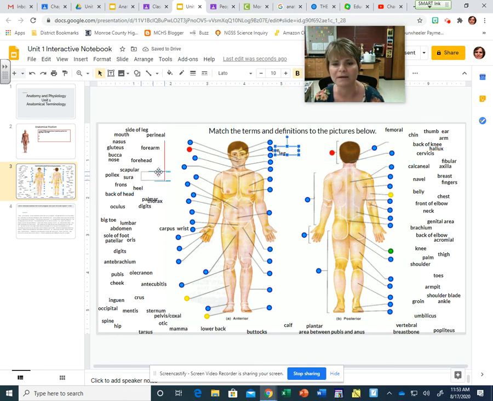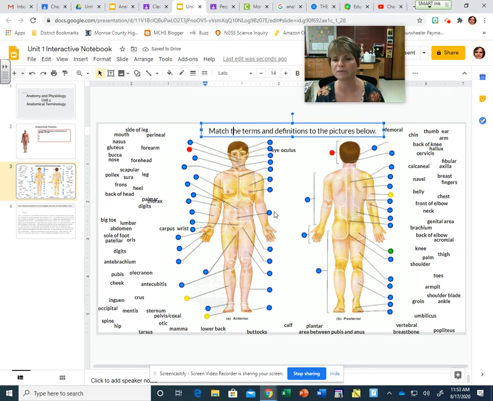Uh-oh, I moved the wrong one. Now again, it's going to be easy to move the wrong one because there's so many of them. Sorry about that. So there we go, oculus. So I'm going to try to put it over there beside it if I can. There we go. And so now I've done that one. That's my next one that's done. The eye, the word for it is oculus or orbital. The word that I put on here was orbital. So again, I hope that explains how I want you to do that. You're just dragging the words around.